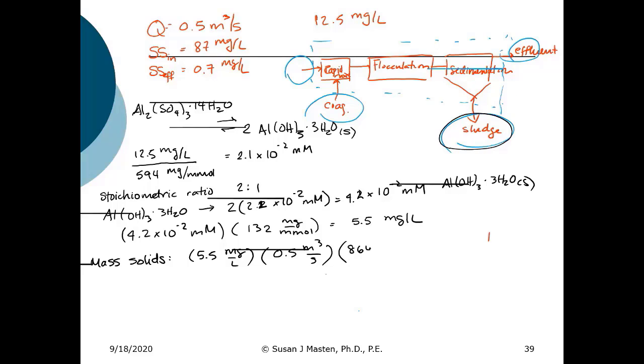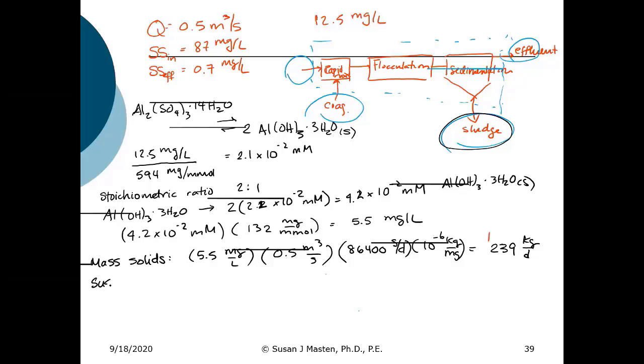There are 86,400 seconds per day. It's a number that's actually useful to remember. And there are 10 to the minus 6 kilograms per milligram. And that is equal to 239 kilograms per day. So we would produce about 240 kilograms per day of solids just from precipitating the alum that we added.